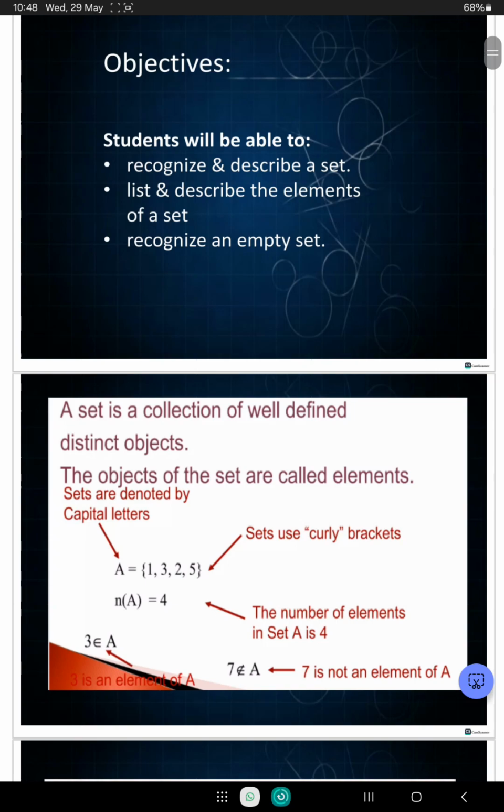For example, we have a set A that contains the elements 4, 5, 6. Here sets are denoted by capital letters, such as A, and 4, 5, 6 are the elements of the set.